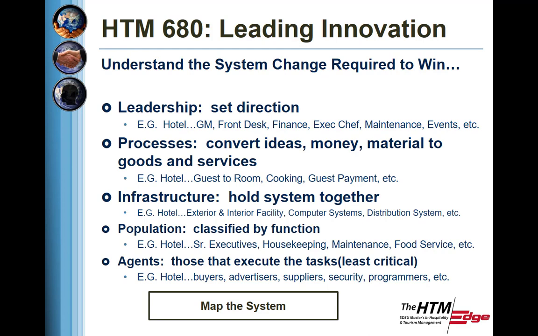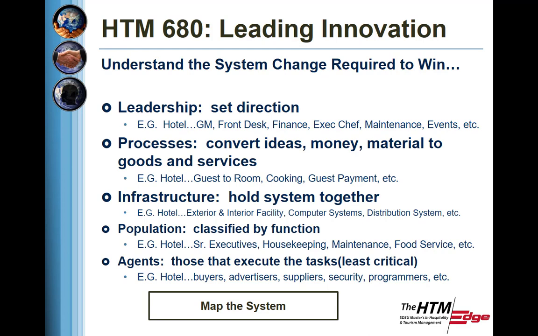Infrastructure has to be in place. It holds the system together. In a hotel, that's the exterior of the facility, the interior, computer systems, distribution systems, etc. And every system has a population. It's classified by function. In a hotel, for example, senior executives, housekeeping, maintenance, food service.